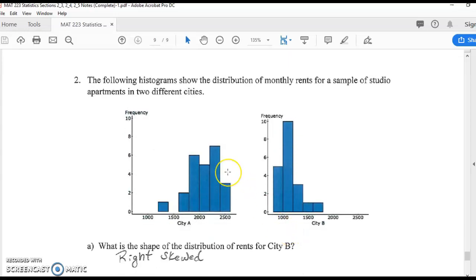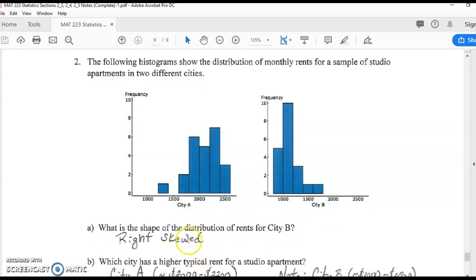And we have a histogram here for some numerical data showing the distribution of monthly rents for a sample of studio apartments in 2 different cities. So first question here is, what is the shape of the distribution of rents in city B? And hopefully everyone agrees that we have a little bit of a right skewed data set here.